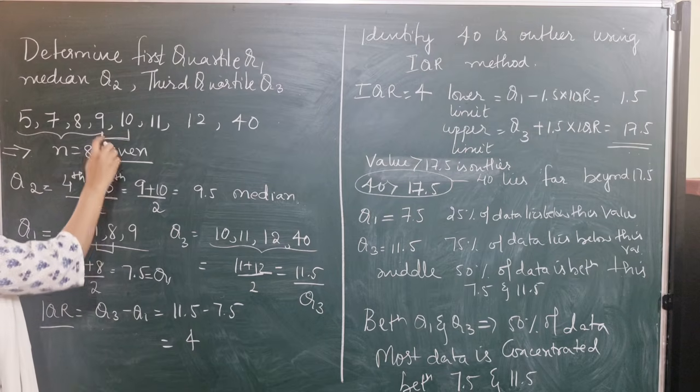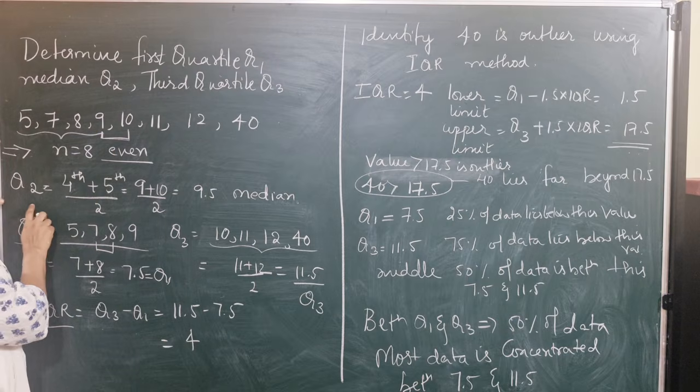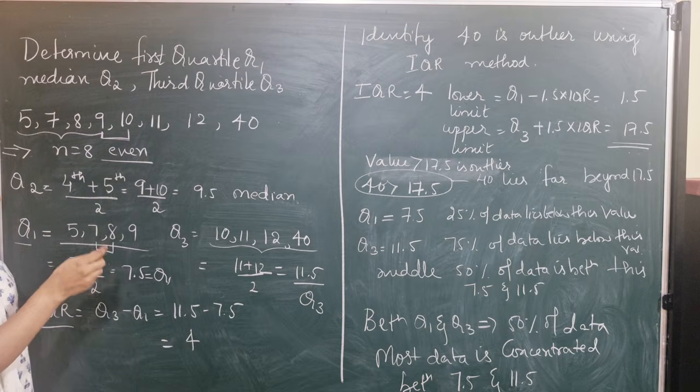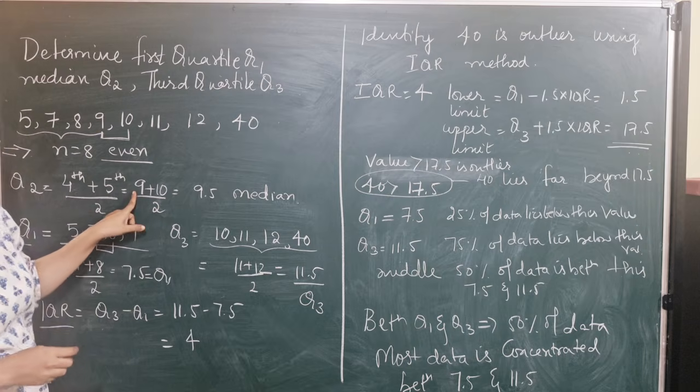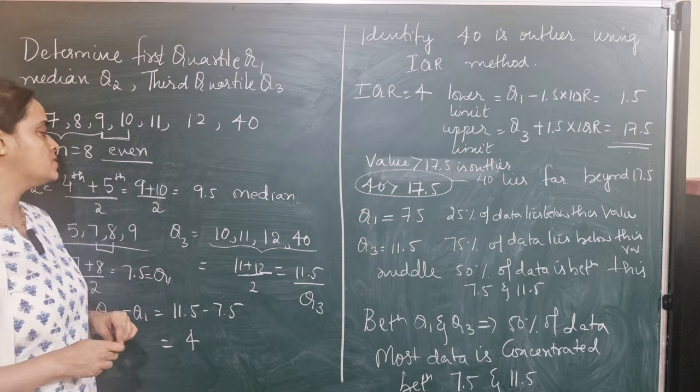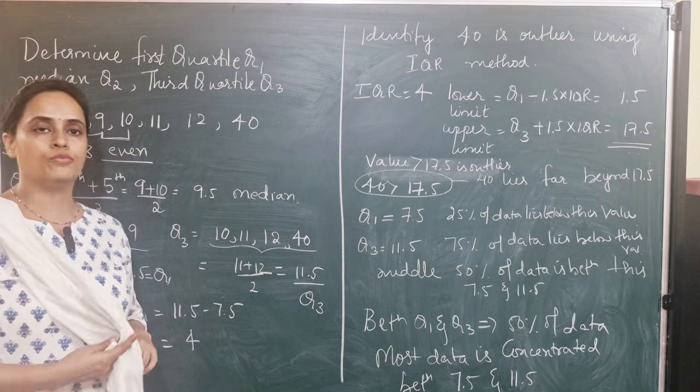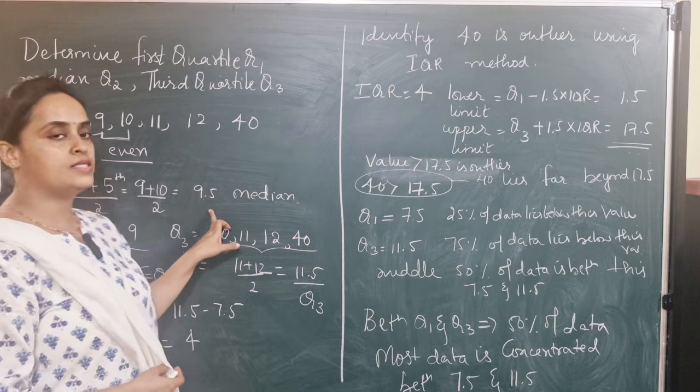That is the fourth and fifth value. Therefore, Q2 is the fourth plus fifth value divided by 2. The fourth value is 9, the fifth value is 10, 9 plus 10 divided by 2 is nothing but 9.5. Therefore, the median is 9.5.